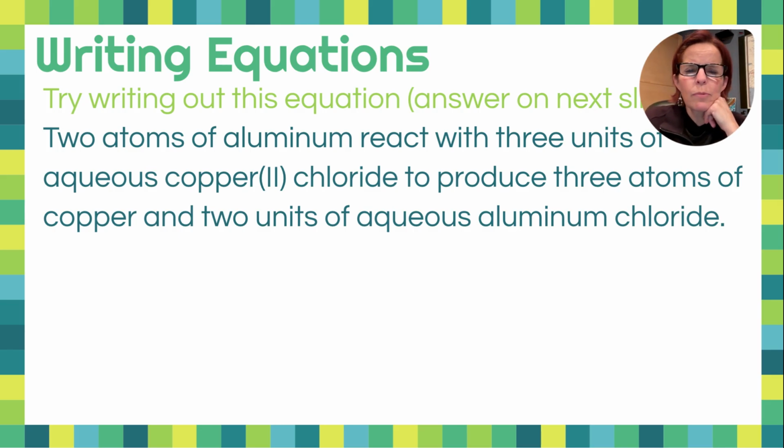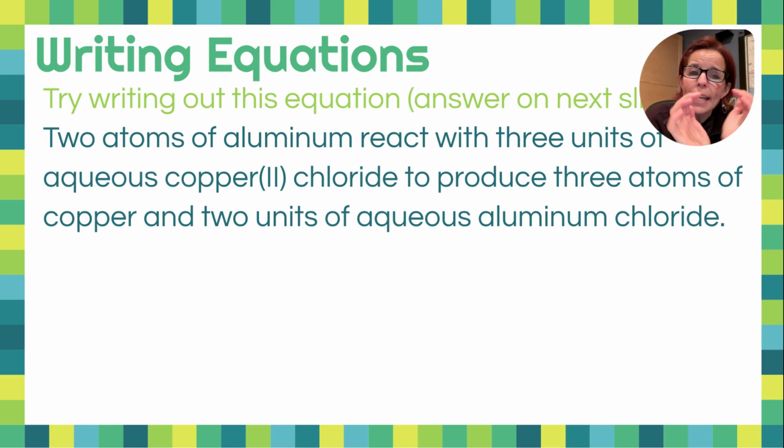Okay, so just really quickly, it does get a little bit more complicated than just balancing them. Sometimes we're going to give you sort of a story problem where you have to write out the equation yourself. So this is what this story problem says. 2 atoms of aluminum, so that's just Al, react with 3 units of aqueous copper 2 chloride. Well, copper 2 is copper with a +2, and chlorine is a -1. Cross the charges.